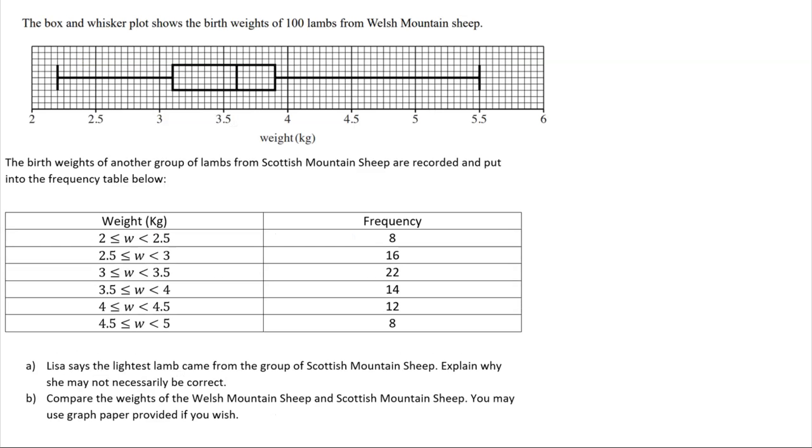Final question then. So I haven't drawn the cumulative frequency graph for this, but that's the method that you want to take. Think about what the box plot shows you. It shows you the lowest and highest values. It shows you the lower quartile. It shows you the upper quartile. It also shows you the median as well.